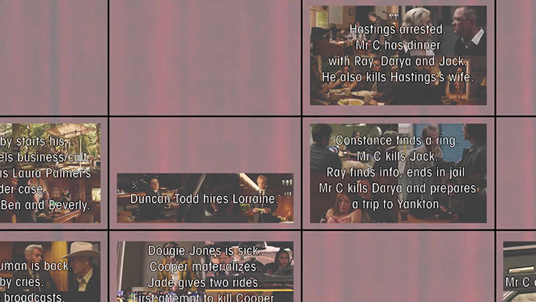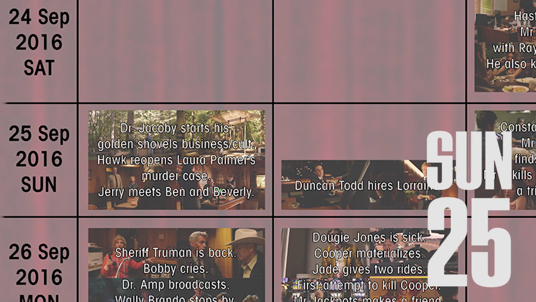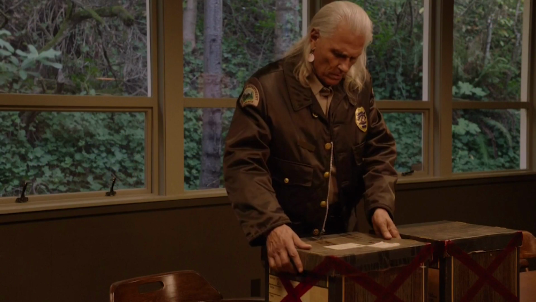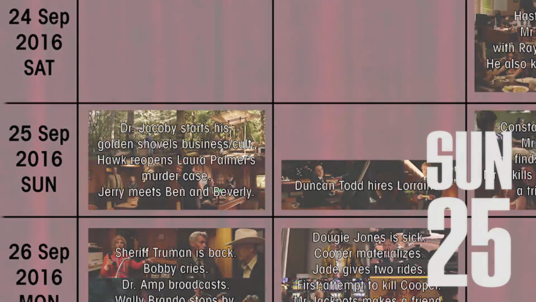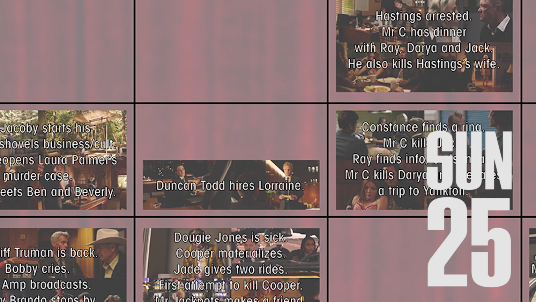The next day would be Sunday the 25th of September, and we see some things in Twin Peaks for the first time. We see Dr. Jacoby at his compound there. This would be the day that Hawk opens up Laura's murder case again, like he gets the boxes out, and the day that Jerry comes to meet Ben and he first meets Beverly. On Sunday the 25th, we also have our first Las Vegas interaction, and that's Duncan talking to his assistant, and we assume that he hired Lorraine at this point.